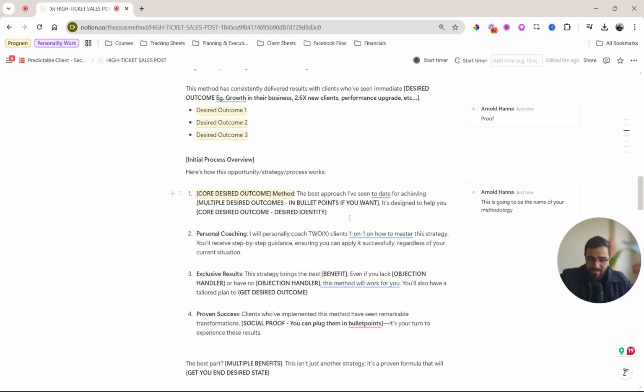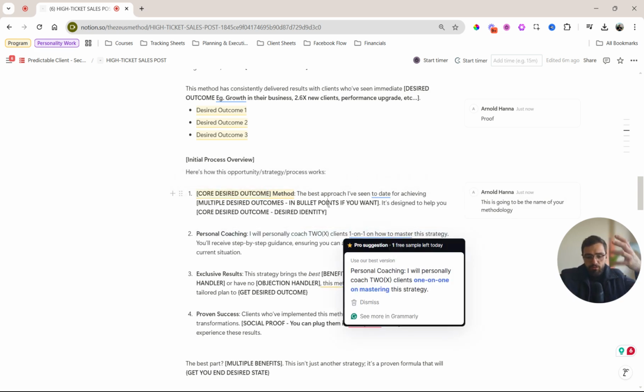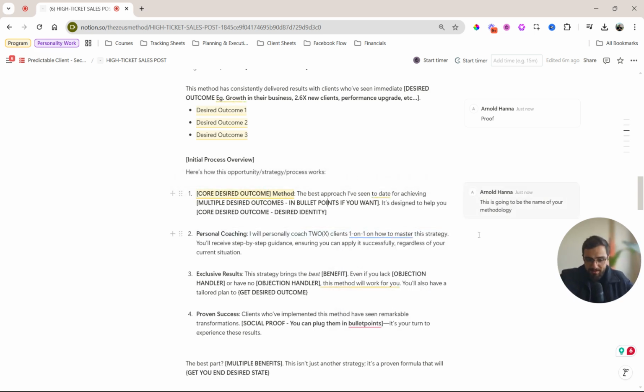So, what is the name of your method? What is the name of your process? Make sure that it makes sense, please, and that it makes sense to the core desired outcome. My people want clients predictably. What is the name of my method? Predictable Client Ecosystem. Done.